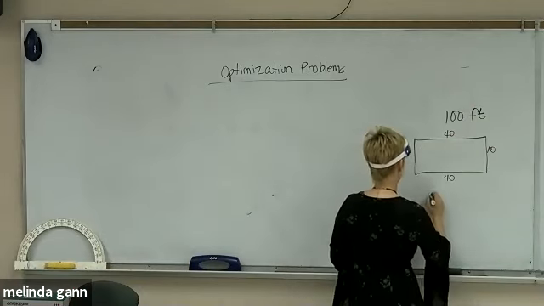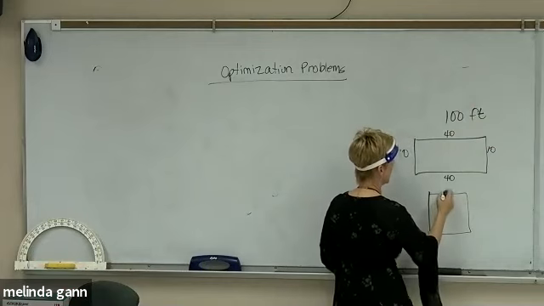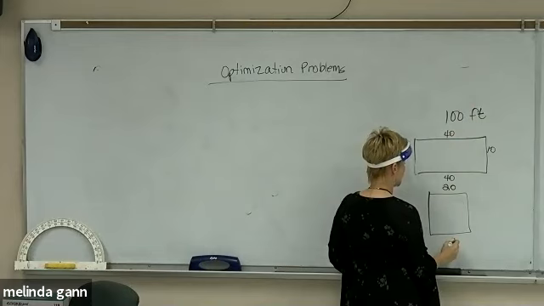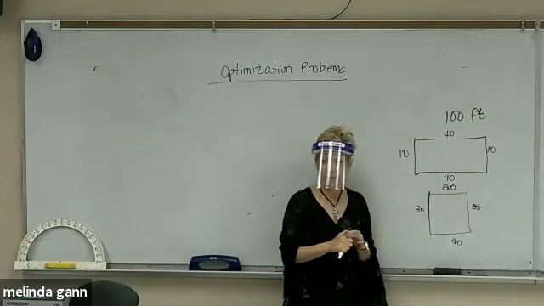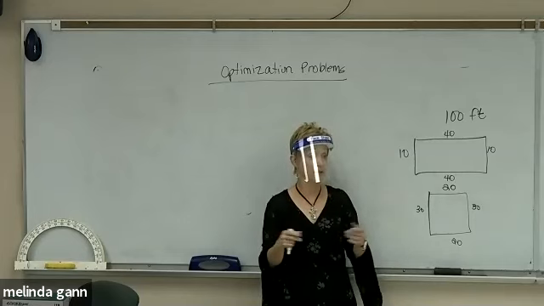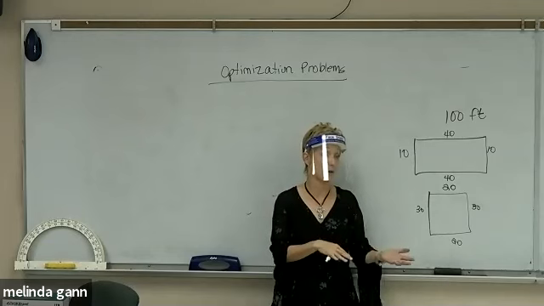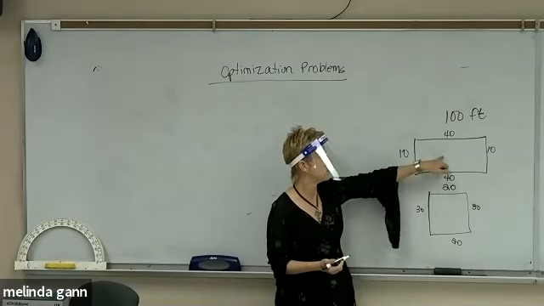Or I could build it 20 and 20 and 30 and 30. I mean, there are lots of ways to use that 100 feet of fence. But naturally, I think I would want my dog to have more area than less area to run around in. So what would be the area of this fence?